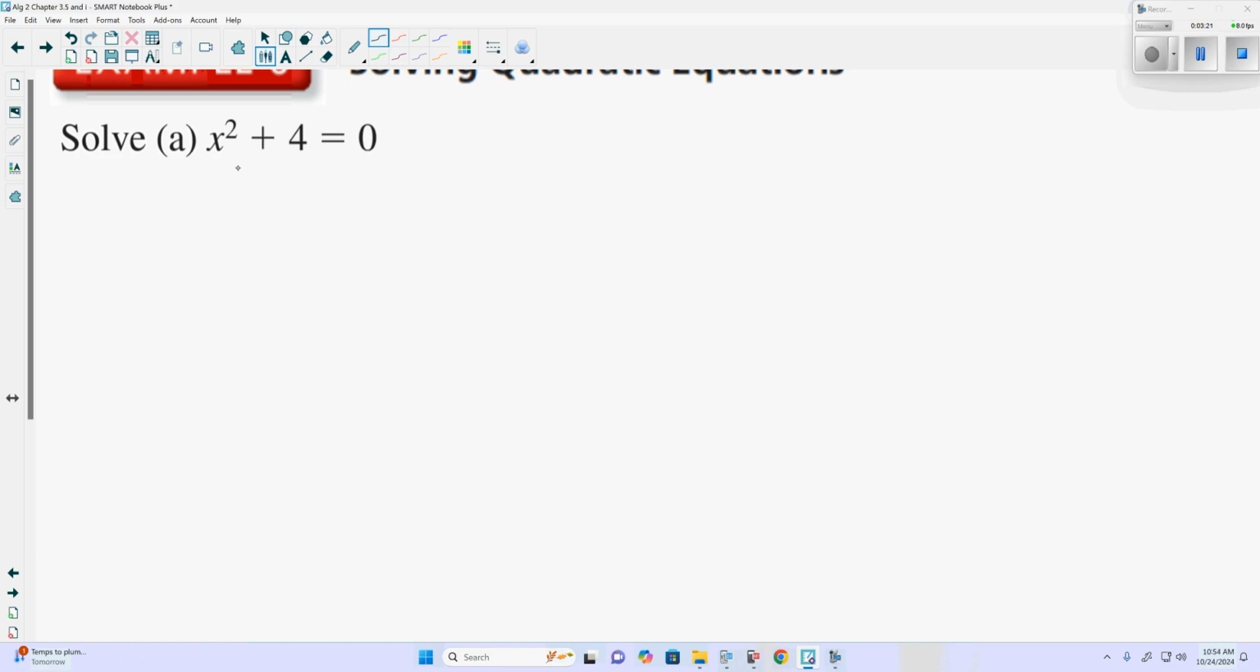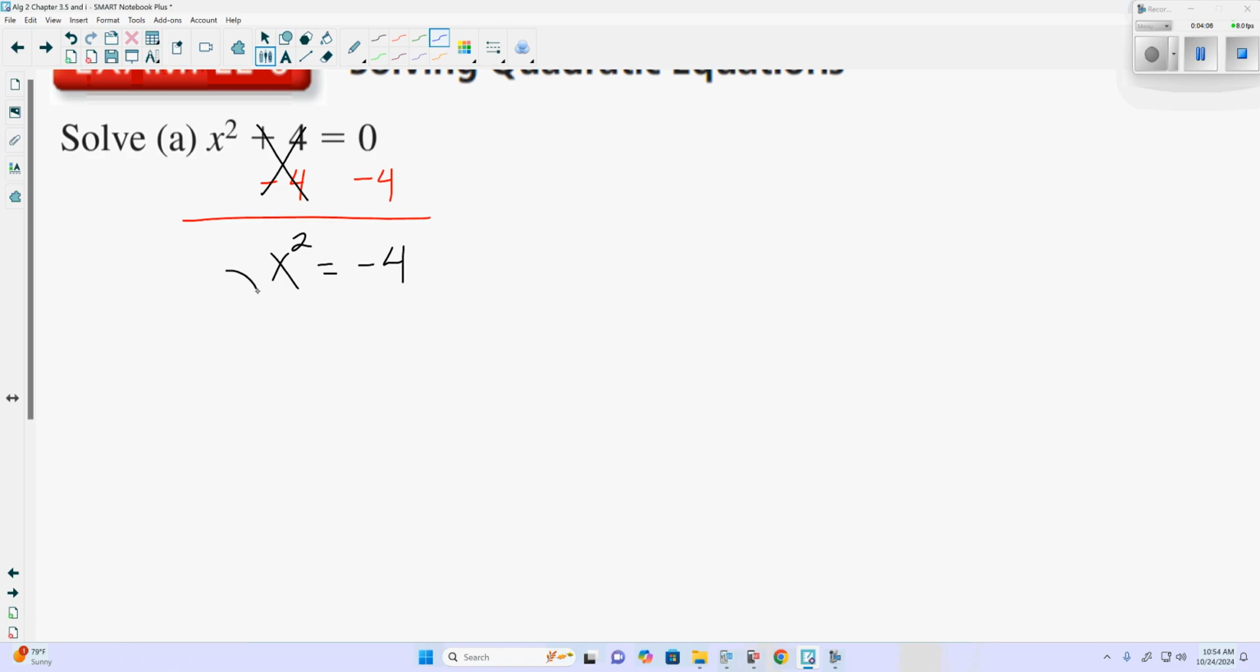But since we don't have a middle term, we can get the x squared term by itself. We can use the square root method. Square root method: if we don't have a middle term, we get the square term by itself. So the first thing we're going to do is subtract 4 from both sides, because 4 minus 4 gives us 0, telling us x squared is equal to negative 4. Because at this point, the only method that we have for solving these equations that don't have rational integer solutions is the square root method.